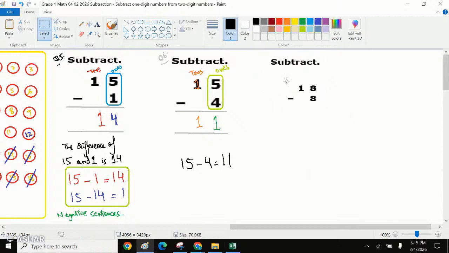Okay, let's change the number from 18 to a bigger number. Let's suppose I would make this 18 as 48. This is our question number 7. So if the question says 48 minus 8, let's see what we can do over here. We know that in the ones position, if these were the ones, this is 8 minus 8.